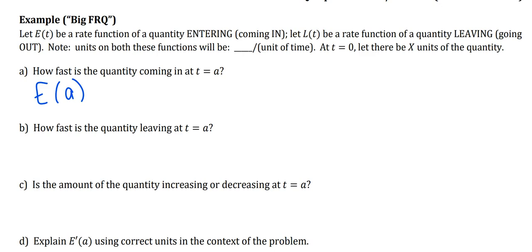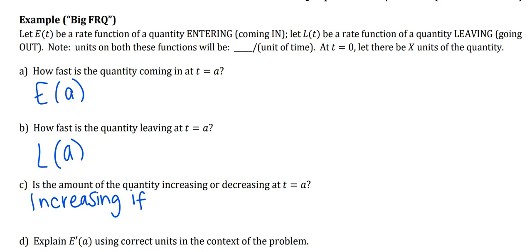Part B, how fast is the quantity leaving? Again, you have the rate function for rate out, so you're just going to take that function and evaluate it at time t equals a. Part C, is the amount of the quantity increasing or decreasing at t equals a? Well, for part C, you're going to just compare E of a and L of a. So if your rate in is larger than your rate out, that means your quantity is coming in faster than it's leaving. So your amount would be increasing.